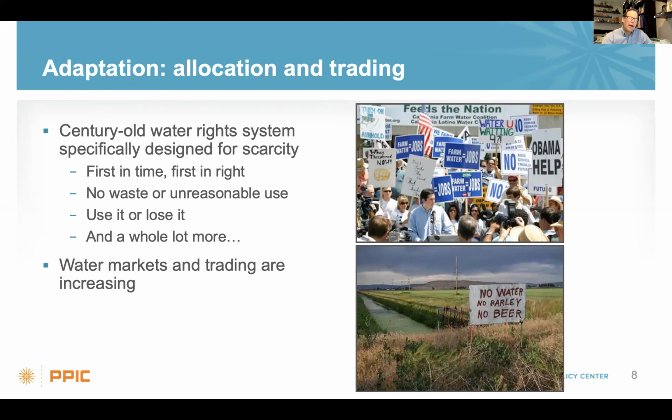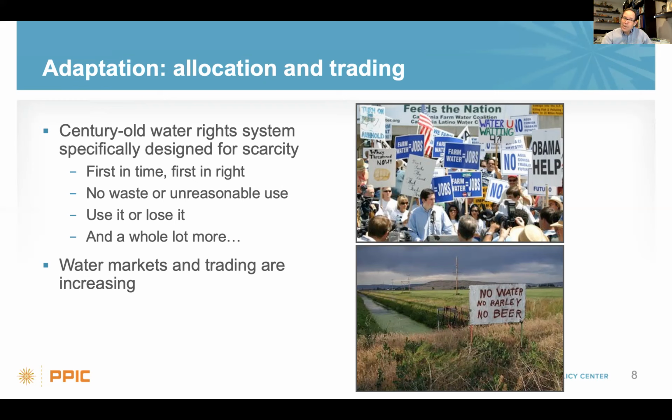We also have a couple of other aspects which are important to remember. There's no waste or unreasonable use allowed, meaning the state can determine that what you're doing is waste and unreasonable use, and the courts have given them a lot of deference in the past. There is a bizarre part of this that it's just use it or lose it. You lose your place in line if you don't use the water, which is an incentive to make wasteful use of it. And there's a whole lot more.